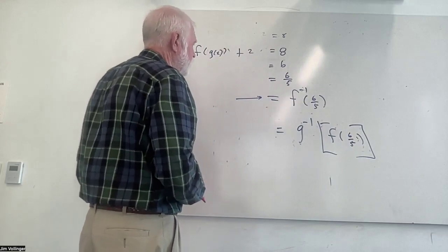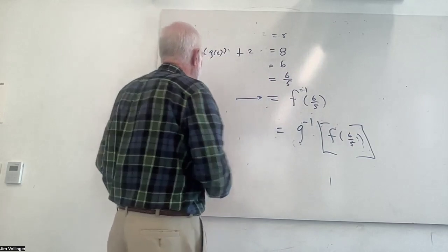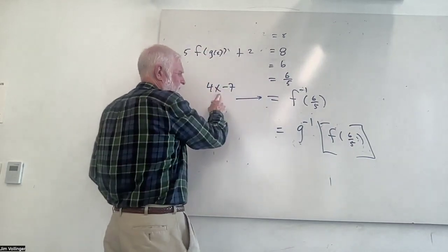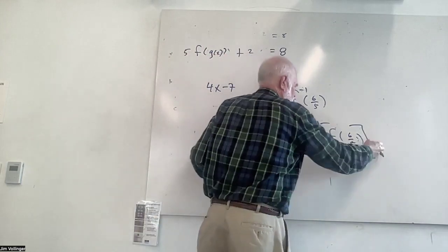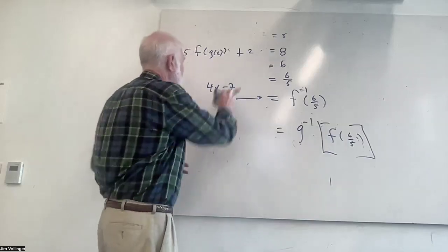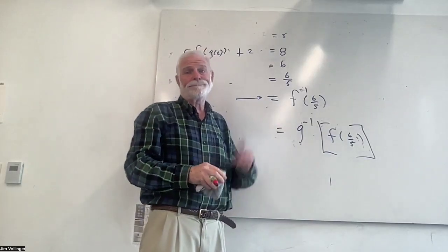And F inverse of 6/5, and then I got to do G inverse of that. And what's the inverse of when it was 4x minus 7? Well, if it was the inverse of this, I'd have to add 7 and then divide by 4. So I think I'm okay now. But I didn't tell you what that was, so I think I'm here on this problem.